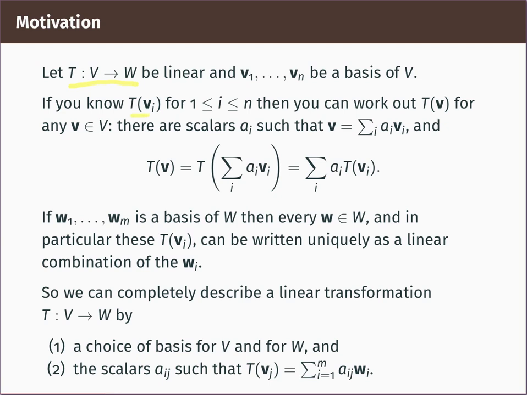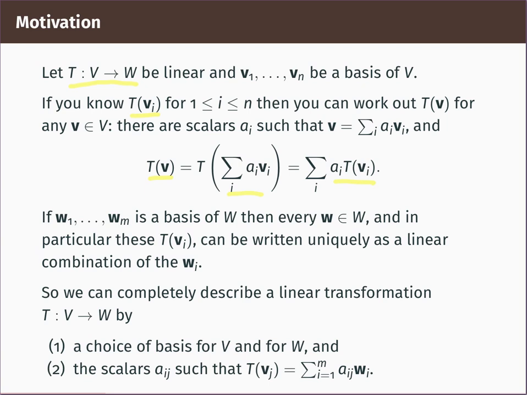Now, if you know T of the vi's for each i between 1 and n, then you can work out just from that information T of v for any element v in the domain V of T. And the reason for that is that the basis is in particular a spanning set. So any such vector v can be written as the linear combination sum of ai vi, and then if you apply T to v, that's the same as applying T to this big sum, and of course, as we've seen a few times, you can now move T through that sum, and you get ai times T of vi. So knowing just the T of vi's, you can work out T of v for any vector v in V.